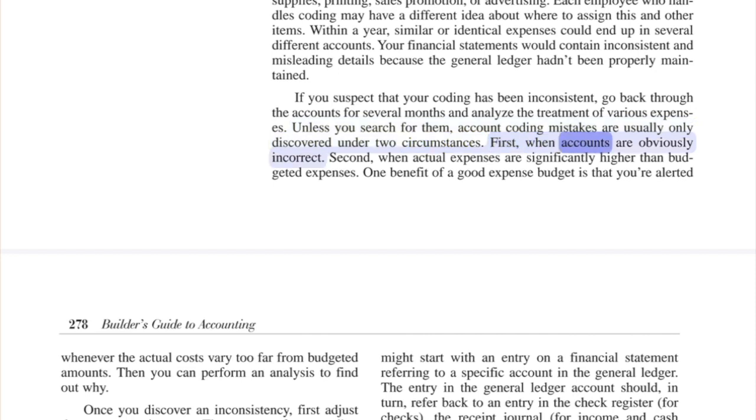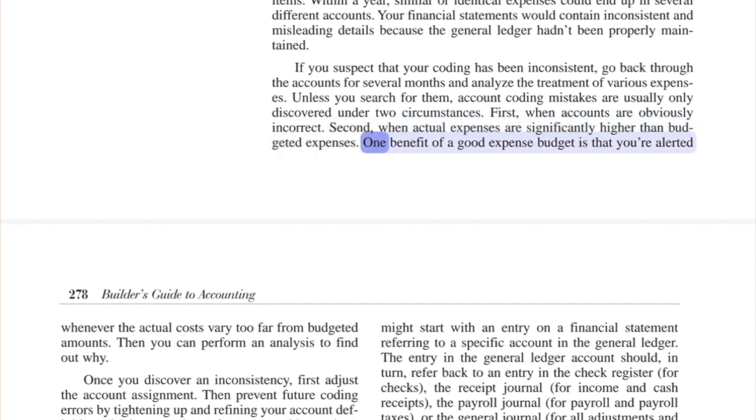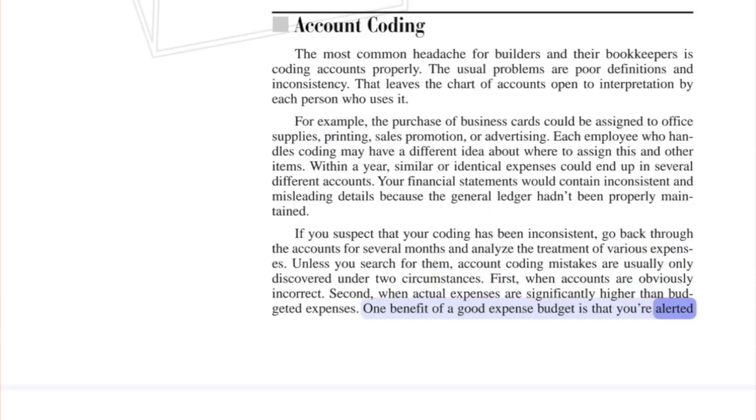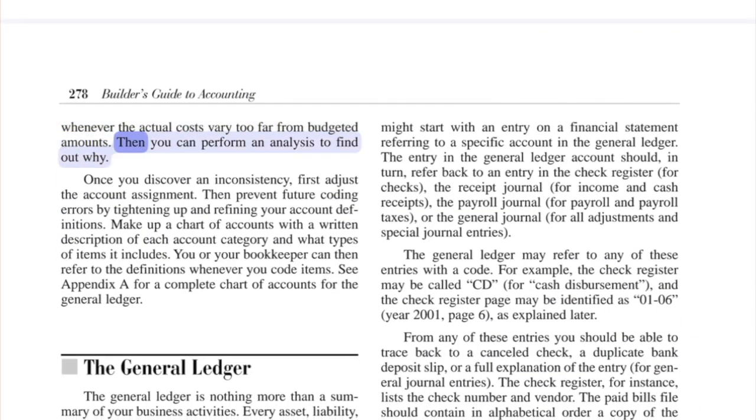Unless you search for them, account coding mistakes are usually only discovered under two circumstances. First, when accounts are obviously incorrect. Second, when actual expenses are significantly higher than budgeted expenses. One benefit of a good expense budget is that you're alerted whenever the actual costs vary too far from budgeted amounts. Then you can perform an analysis to find out why.